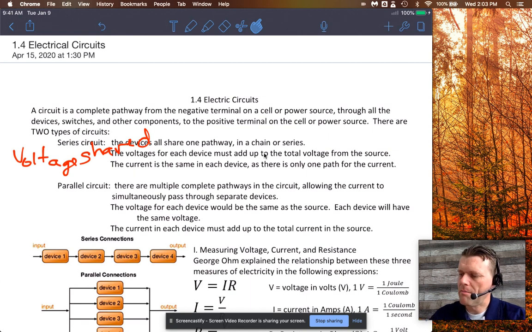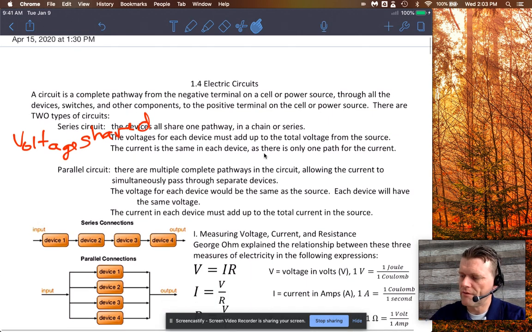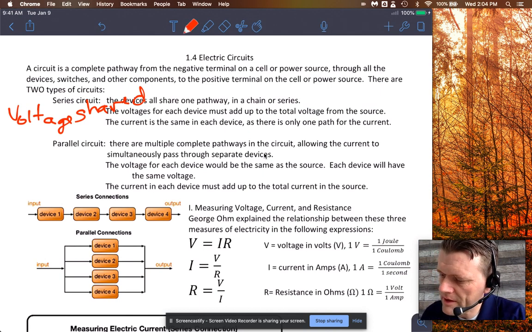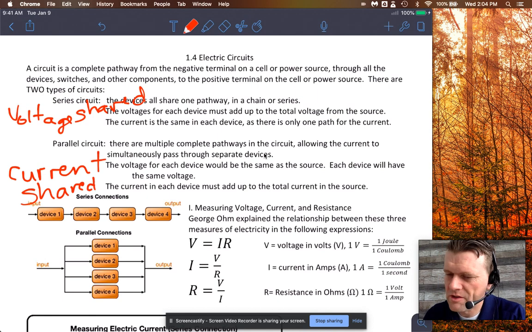Now in a parallel circuit, they kind of reverse. In a parallel circuit, instead of one pathway, you have multiple pathways. Instead of the voltage being shared, now really it's the current being shared. And what's awesome about parallel circuits is the voltage is going to be the same for each source. We'll look at how that works here in just a little bit. But yeah, the current in each device has to add up to the total current. So the current is shared.